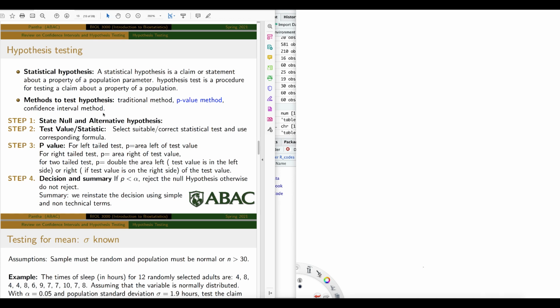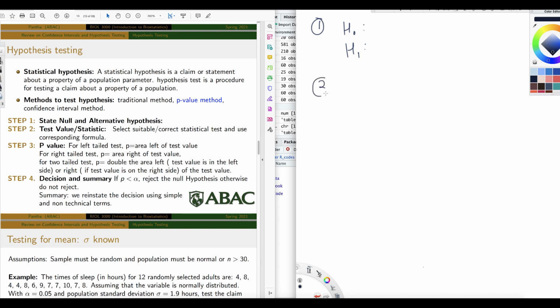But first of all, when you test a hypothesis about a mean or proportion or variance or any other type of hypothesis, the very first thing you will do is write the null hypothesis, which we denote by H sub 0, and then we write the alternative hypothesis. We denote it by H sub 1, or sometimes H sub A. That's the first step.